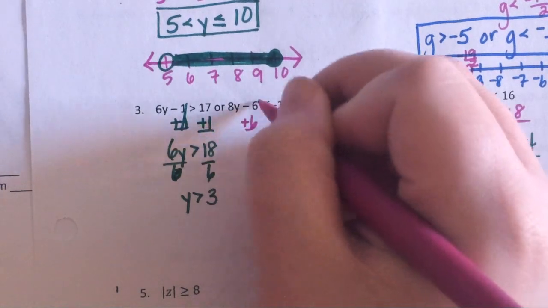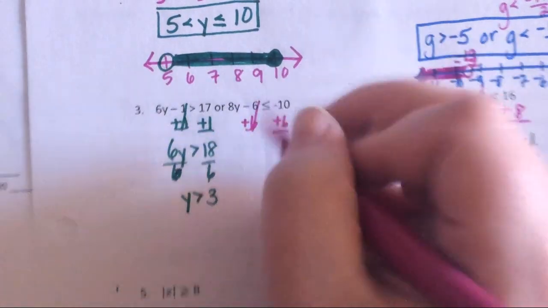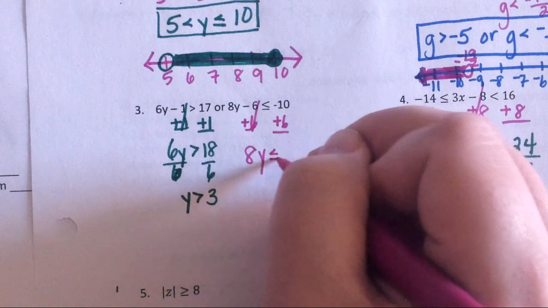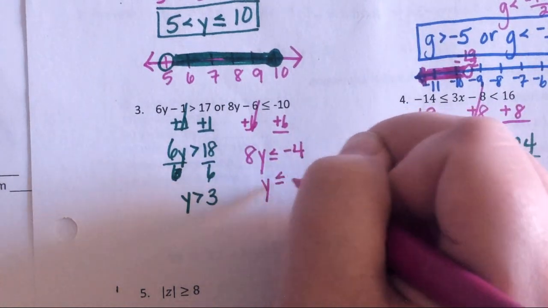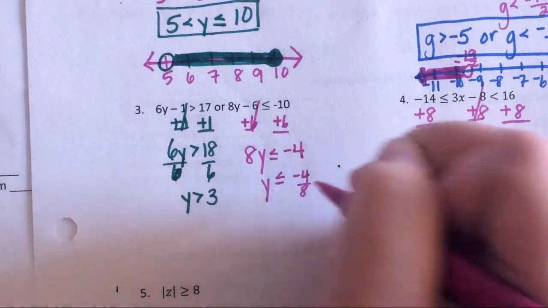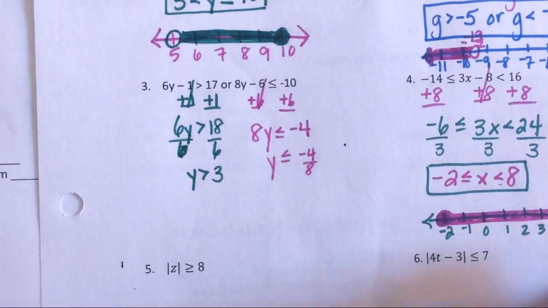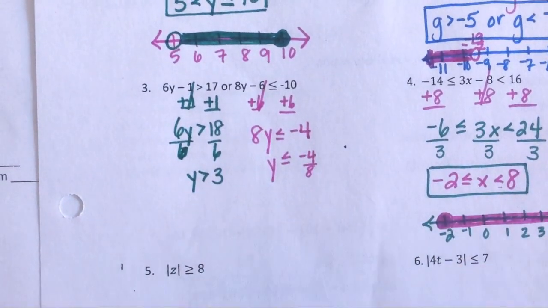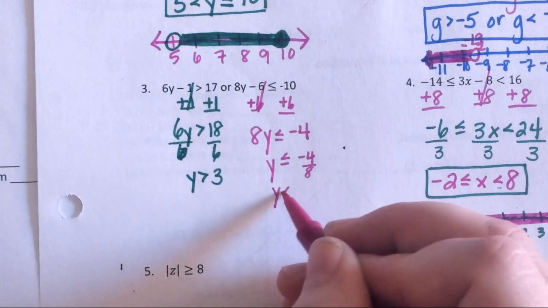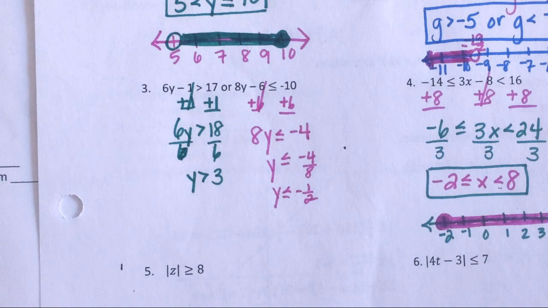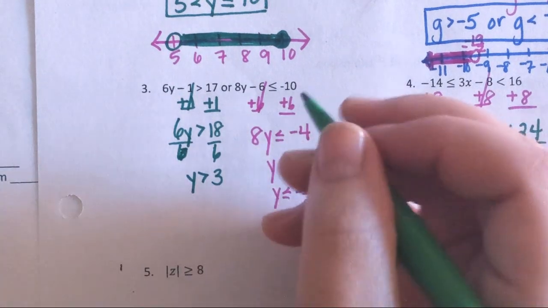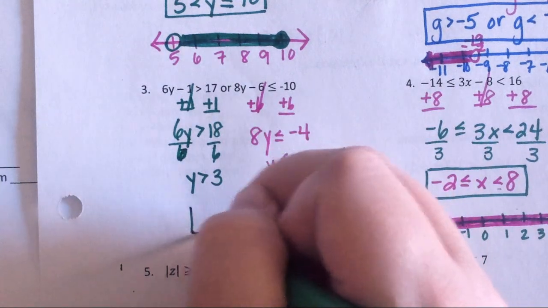We add 6. We have 8y is less than or equal to negative 4. So I have y is less than or equal to negative 4 over 8. Someone help me reduce. Ellie, your group can have the point. That was you, wasn't it? I know your voice. I don't know a lot of voices all the time, but I know yours.